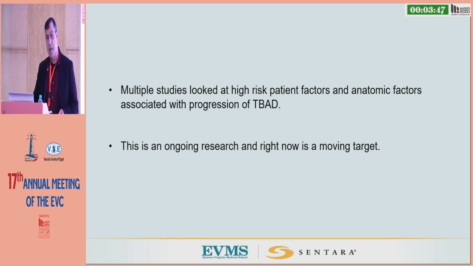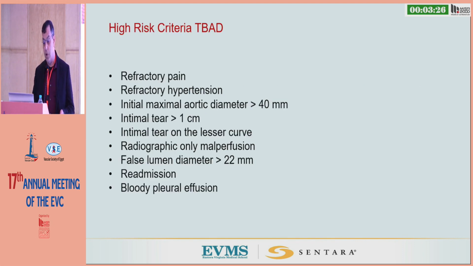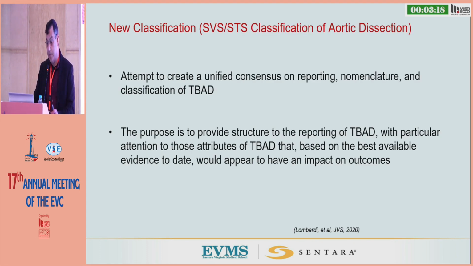So multiple studies ever since looked at high-risk patient factors and anatomic factors that may be associated with the progression of disease. So maybe we don't need to treat everyone, but some patients who will have high-risk characteristics that will lead them to have a progression of the disease. And this is ongoing research and is essentially a moving target. These are some of the high-risk criteria, which actually affects about half of the patients who are presenting with uncomplicated dissection.